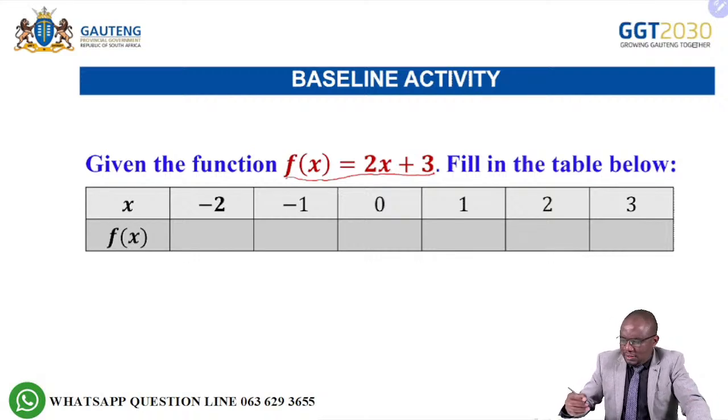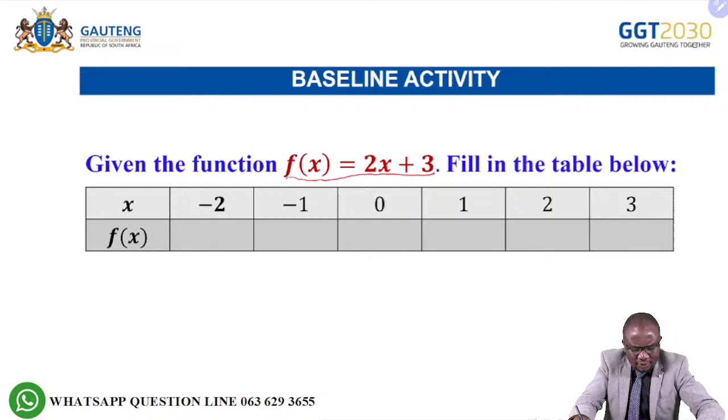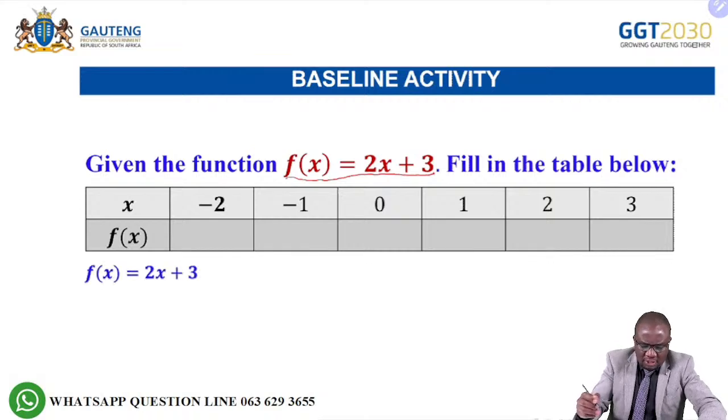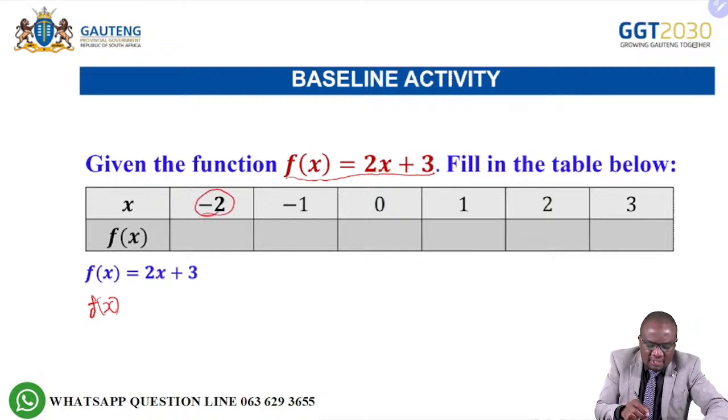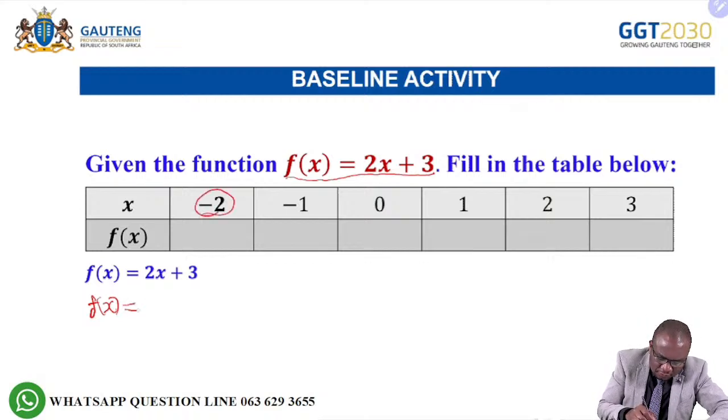Right, what did you do, grade 10s? Let's see. How do we get f of x? We use substitution. So what we do here, let me write the first one, f of x. When x is -2, what do we do? Where there's x, we put -2. So it's going to be 2 times -2. You see the importance of brackets.